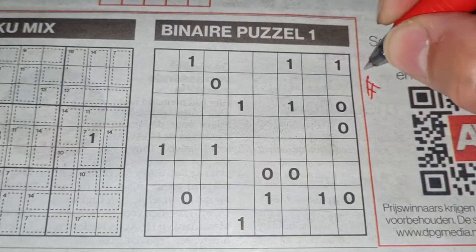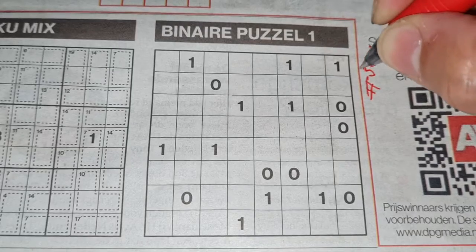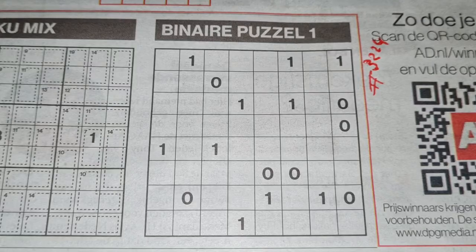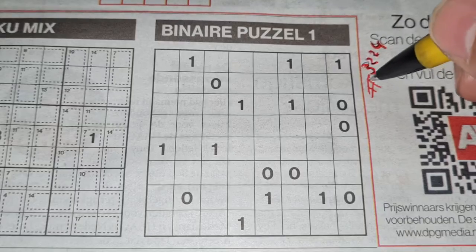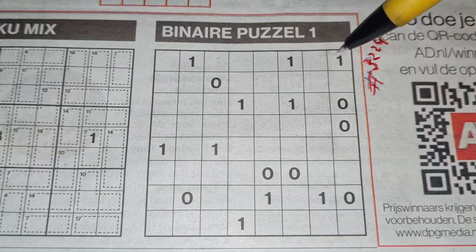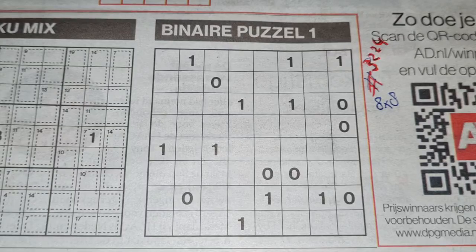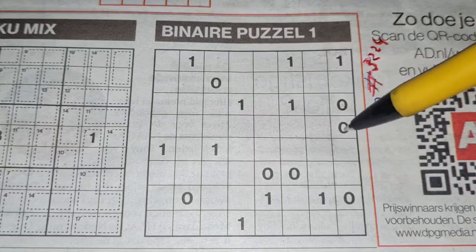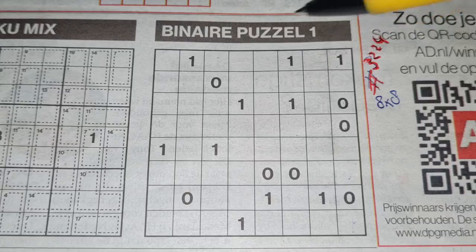This number will be 3224. All right. And what kind of binary puzzle is this? Let me count. 1, 2, 3, 4, 5, 6, 7, 8. It's an 8 by 8 binary puzzle. That means in a row or in a column there are always 4 O's and 4 ones. Alright, so let's get started.